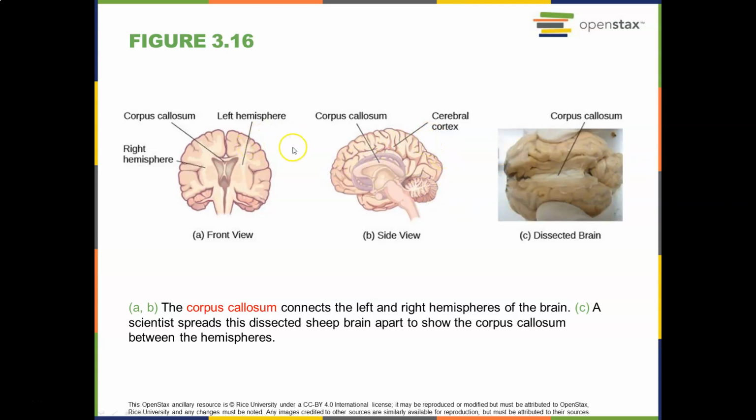Okay, and one can see here that the cerebral cortex is basically all this outer covering of the main part of the brain. Let's just keep it simple and say that.